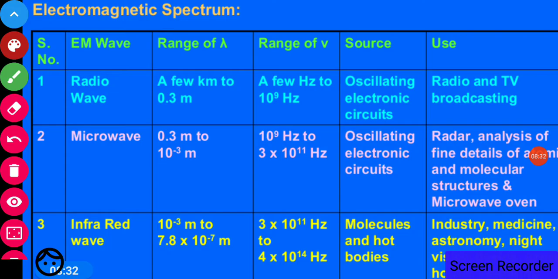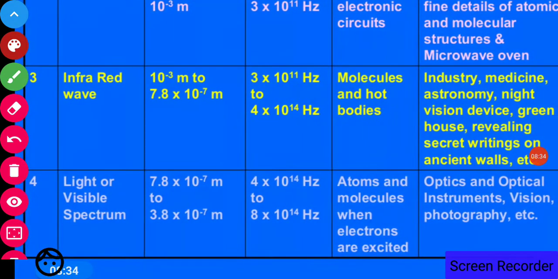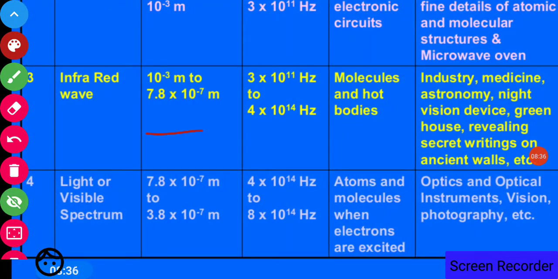The infrared wave range is 10 raised to power minus 3 meter to 7.8 into 10 raised to power minus 7 meter. The frequency range is 3 into 10 raised to power 11 hertz to 4 into 10 raised to power 14 hertz. Molecules and hot bodies are the source that produce infrared. Its uses are in industry, medicine, astronomy, night vision devices, greenhouse, revealing secret writings on the ancient world, etc.